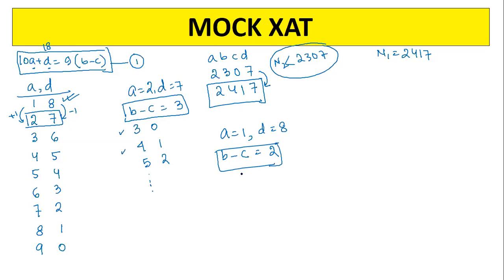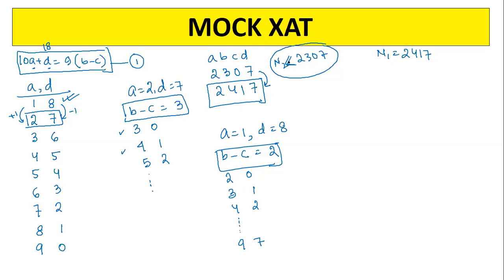So B minus C अगर 2 होता है, then what are the possibilities for B and C separately? क्या क्या possibility है? 2, 0, 3, 1, 4, 2, and like this till 9, 7. 10, 8 तो होगा नहीं क्योंकि B and C are definitely single digit numbers. So 9 and 7.